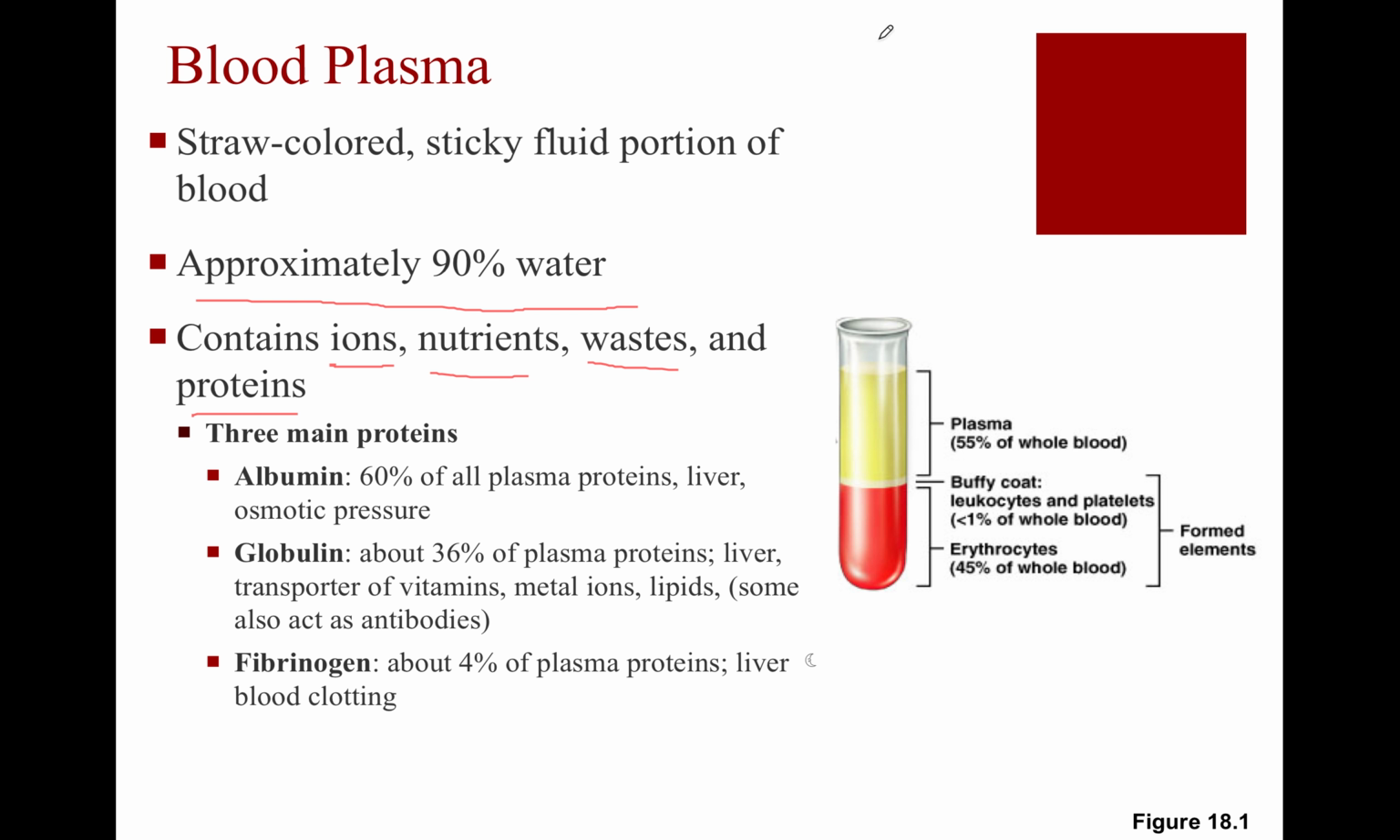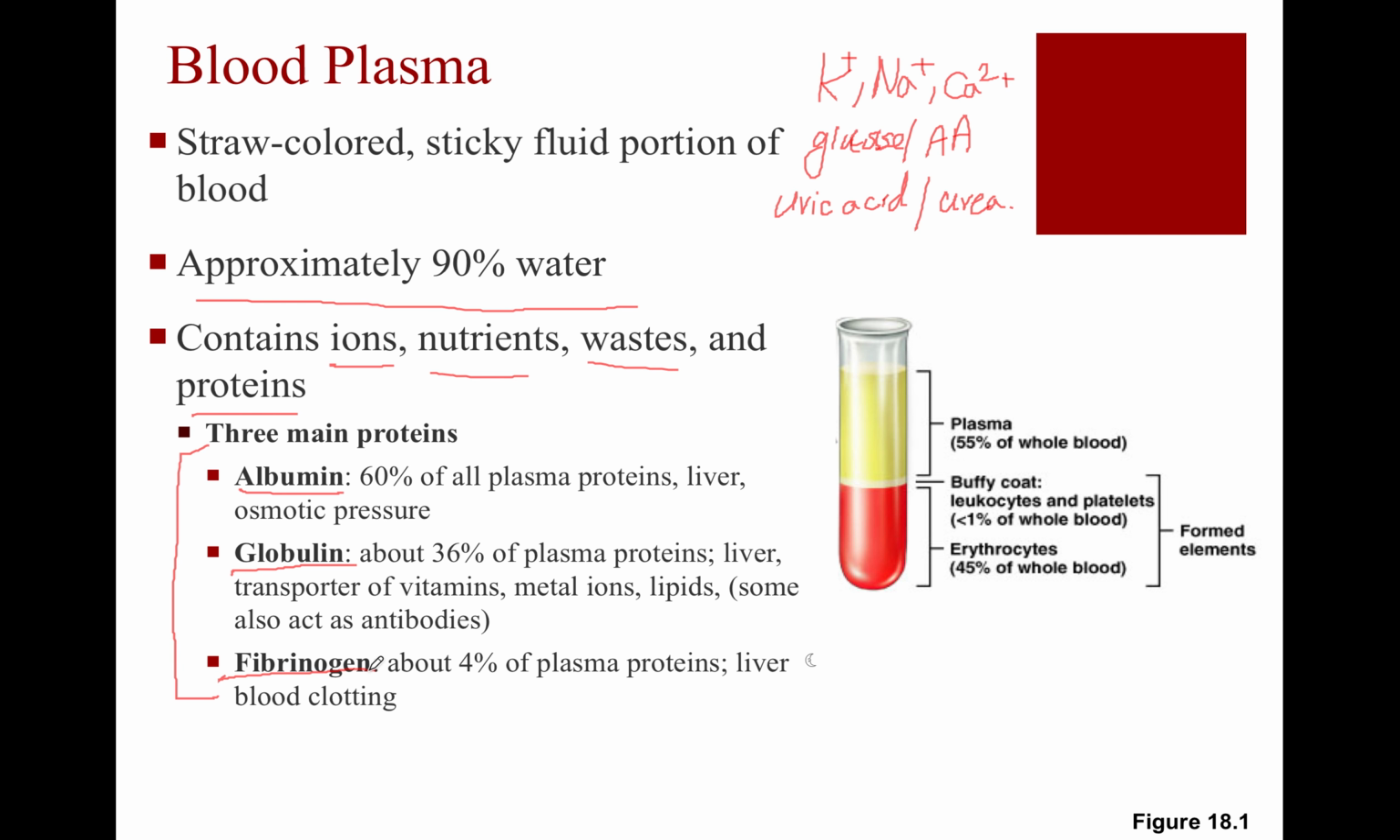So ion examples would be basically potassium, sodium, calcium, etc. Nutrients, the main ones would be glucose or amino acids or fats. Waste typically is identified as uric acid, not the only one, but the two main common ones are uric acid and urea. And for the proteins, we have the three most common types of protein, which are listed here as albumin, globulin, and fibrinogen, which I mentioned earlier.